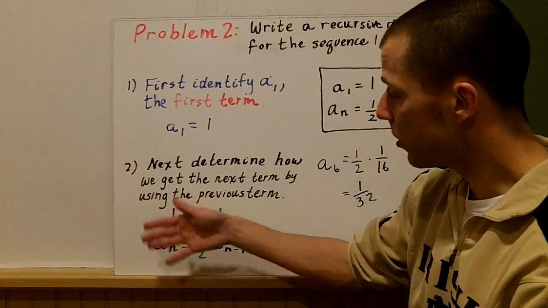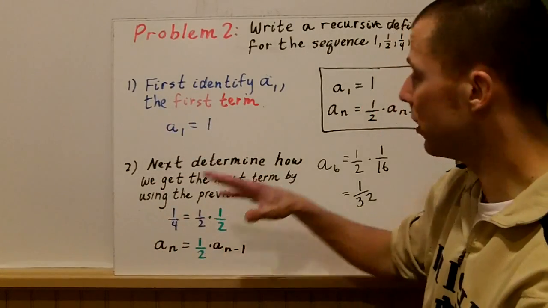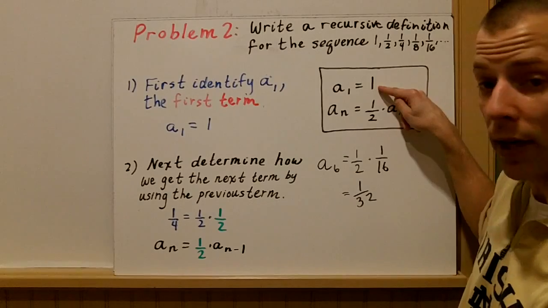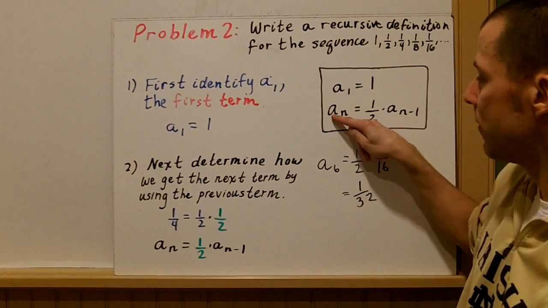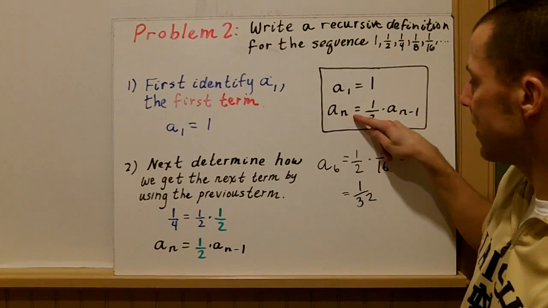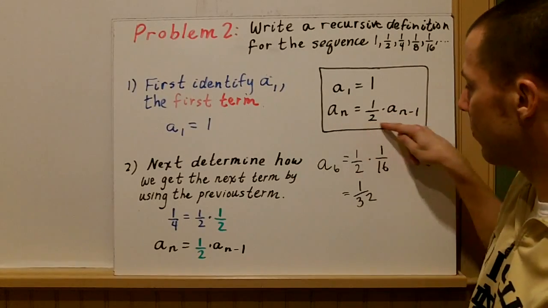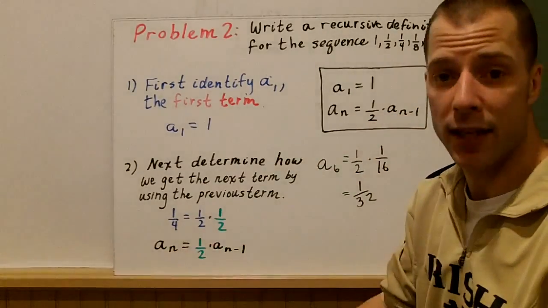So, to write the formal definition, we include two things. The first term, a sub 1 equals 1, and here's the formula. To find the next term, I take the previous term and multiply it by 1/2. That's my rule. That's my definition. That's my formula.